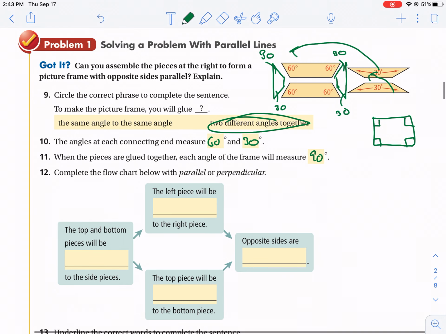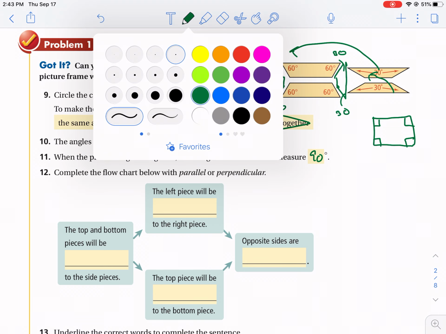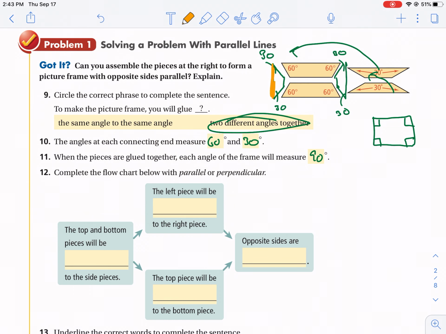And let's look at this. The left piece will be what to the right piece? This side over here. The left piece and the right piece. They're going to be what? They're going to be parallel. What about the top and the bottom? What's the top of our picture frame and the bottom of our picture frame going to be? They're also going to be parallel. Therefore, we can conclude that opposite sides are parallel.